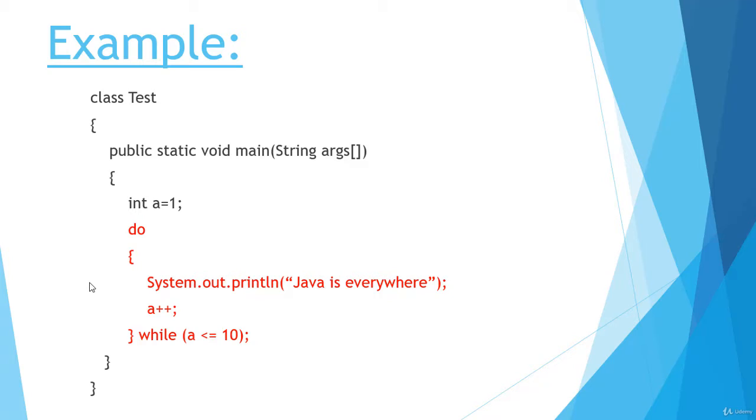Now the value of a is 2. So after that it comes to the while and checks 2 is less than or equal to 10. Yes, 2 is less than or equal to 10. So it is going to execute all these statements again. Now when this statement is executed, the value of a becomes 3. Now 3 is also less than or equal to 10. So it is going to execute this block of code again. So in this way the do while loop works.